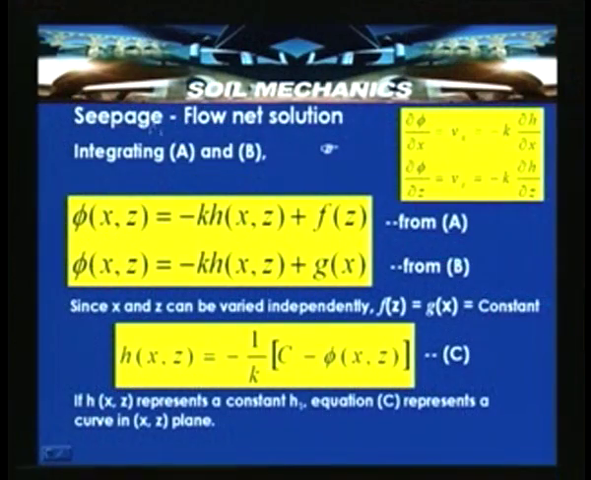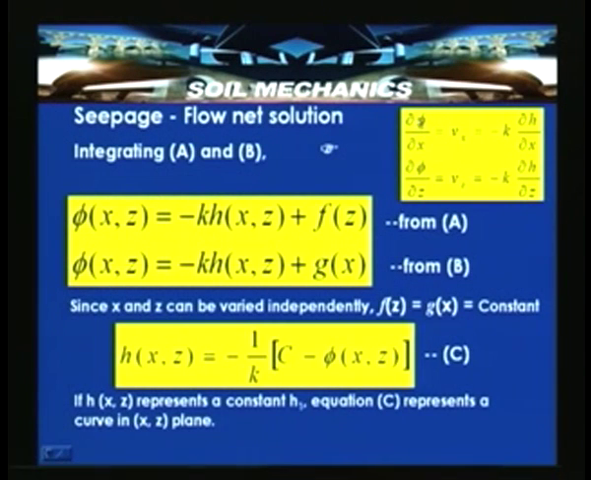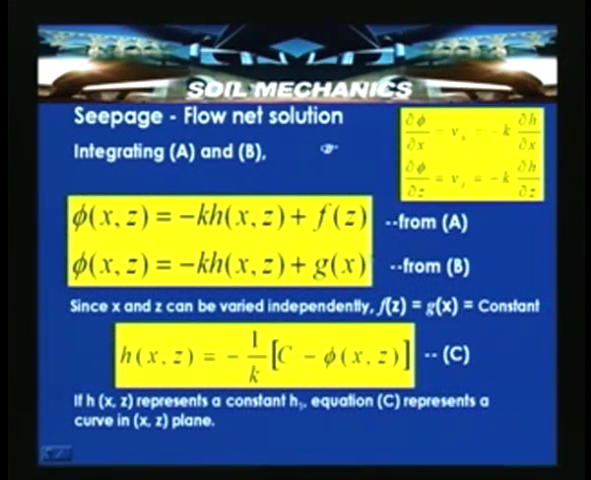Similarly, now the seepage, when you integrate A and B. Previously we have introduced A and B, so those equations are represented here again: ∂φ/∂x is equal to Vx is equal to minus k ∂h/∂x, and ∂φ/∂z is equal to Vz is equal to minus k ∂h/∂z. If you integrate from A, we will get φ(x,z) is equal to minus k h(x,z) plus a function of z, and φ(x,z) is equal to minus k h(x,z) plus g(x), that is g(x) is a function of x. So, by integrating A and B, we get these particular equations.